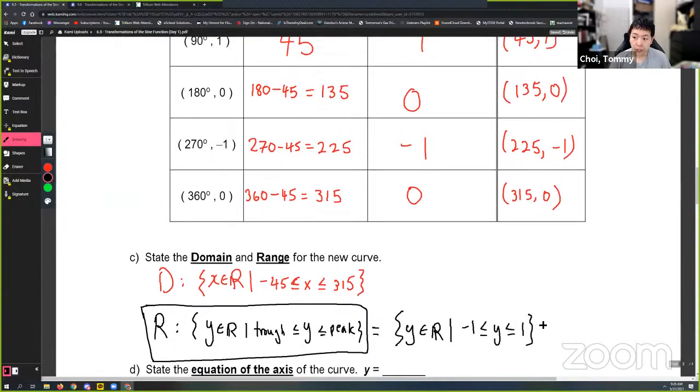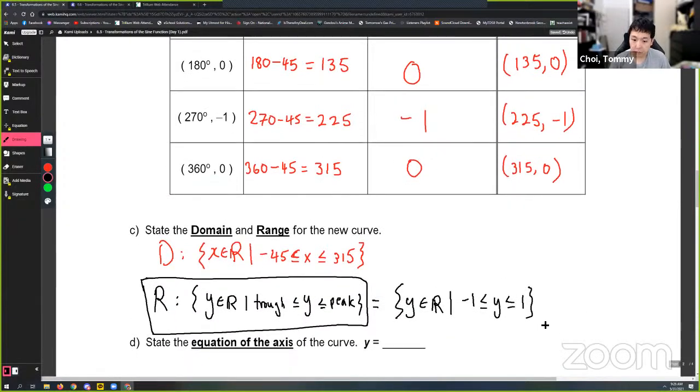And then the equation of the axis, where's the middle? Well, the middle is just 0. It hasn't changed, right? The middle of this graph is still going to be at 0. If we didn't shift it up and down, the middle of the graph shouldn't change. There's no reason the middle should change if we've not moved it. So the equation of the axis is still y equals 0.